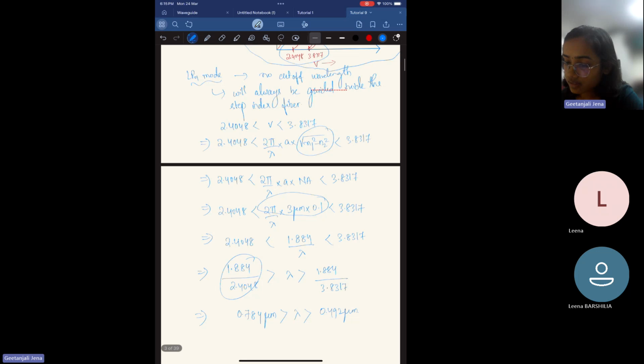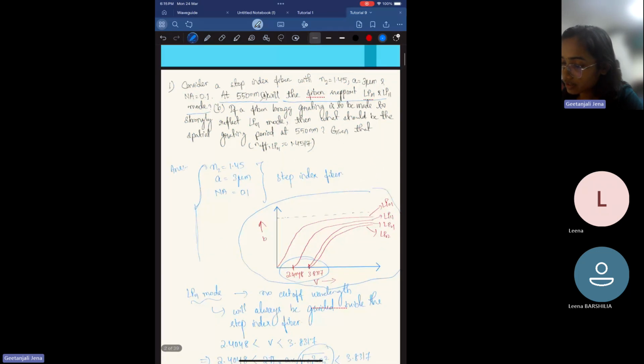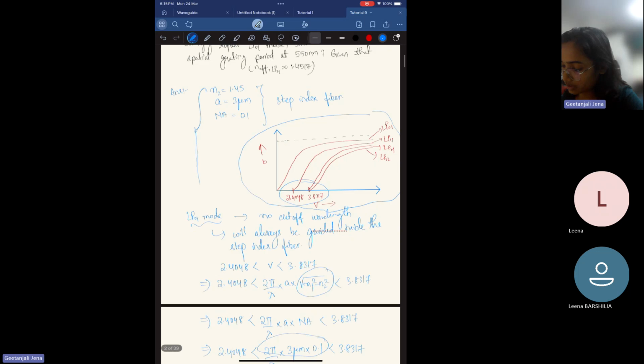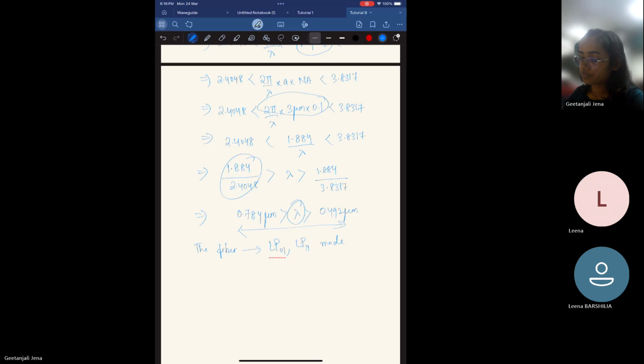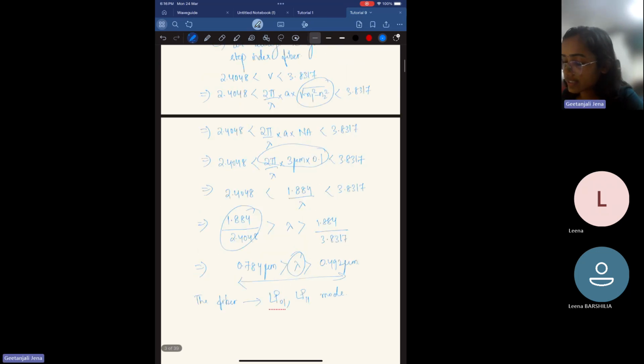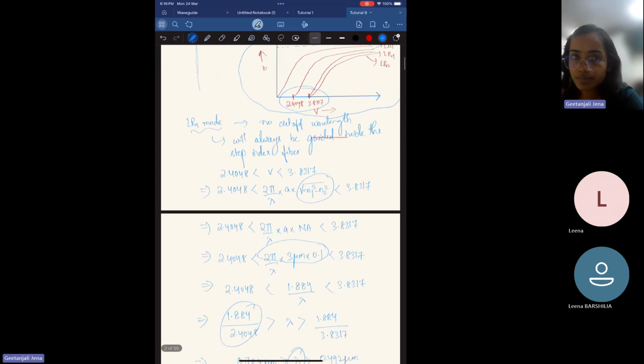So let us see what the wavelength given is. It is 550 nanometer, which is 0.55 micrometer. So this lies in the range, right? So that means the step index fiber will support LP01 as well as LP11 mode. So this is all related to what we have seen before.